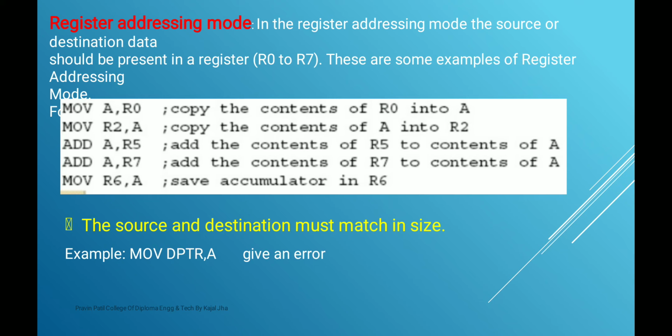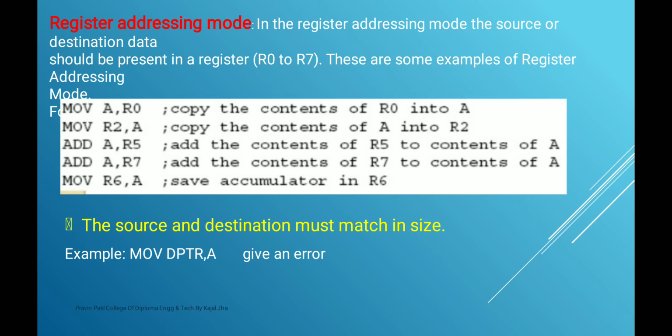If it is MOV R1, A, then it is right, but MOV DPTR, A is wrong. DPTR is a 16-bit register and the A register is an 8-bit register, so they do not match in size. So this example gives an error in programming.